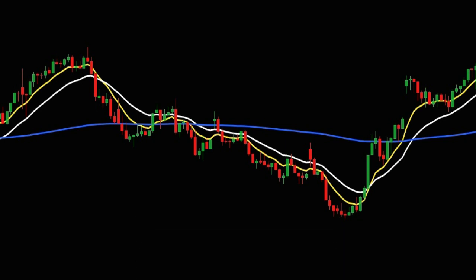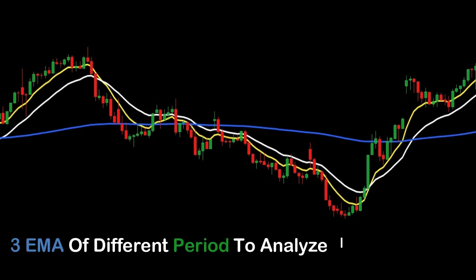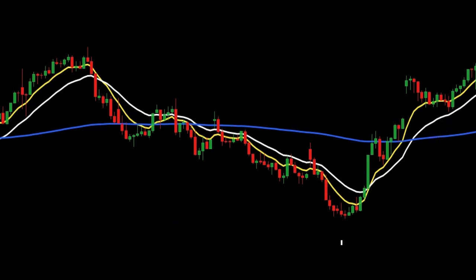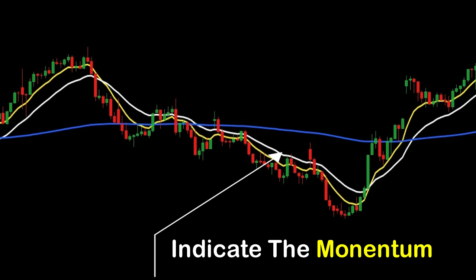A moving average crossover is a technical analysis method that uses 2 or more moving averages of different periods to analyze the trend and momentum of a market. Most times, EMAs of different periods are used for this. The longer period EMAs indicate the trend, while the shorter period EMAs are used to indicate the momentum of the price.